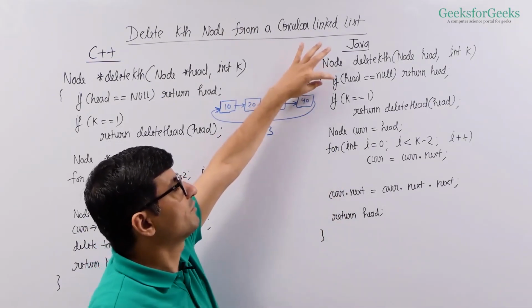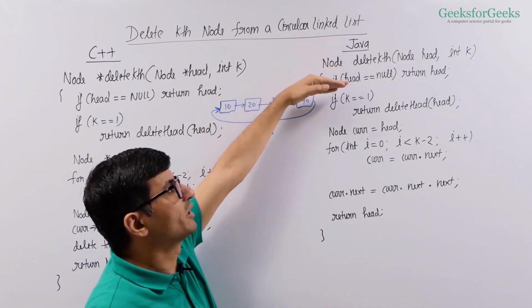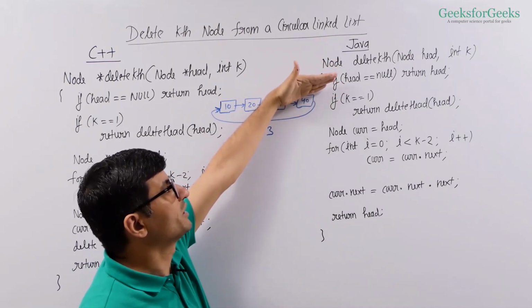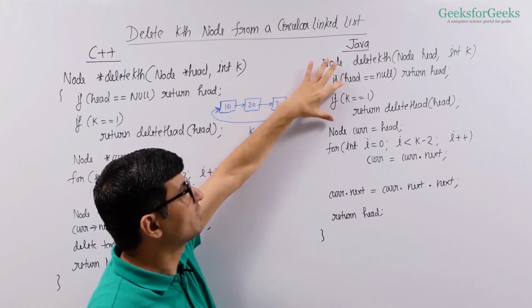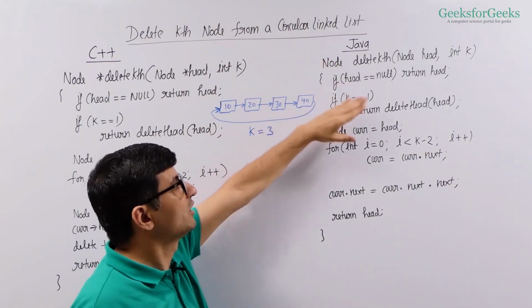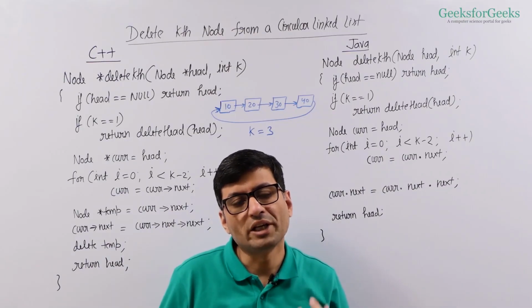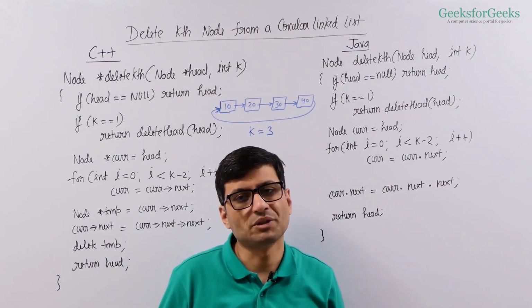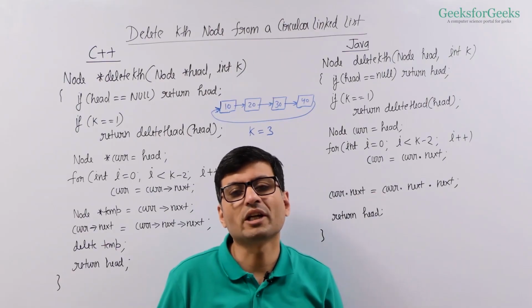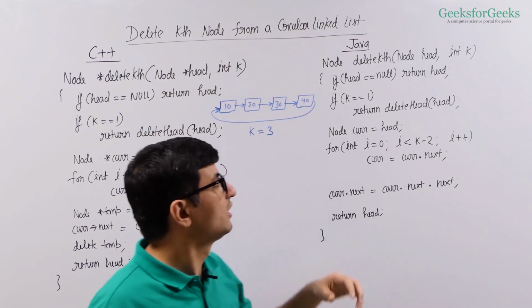We have this condition: if head is null, we return head. We do not make any change into the linked list. If k is 1, if we wish to delete the first node, then we call delete head. To see the details of the delete head function, please refer to the previous video where we have talked about deleting head of a circular linked list.